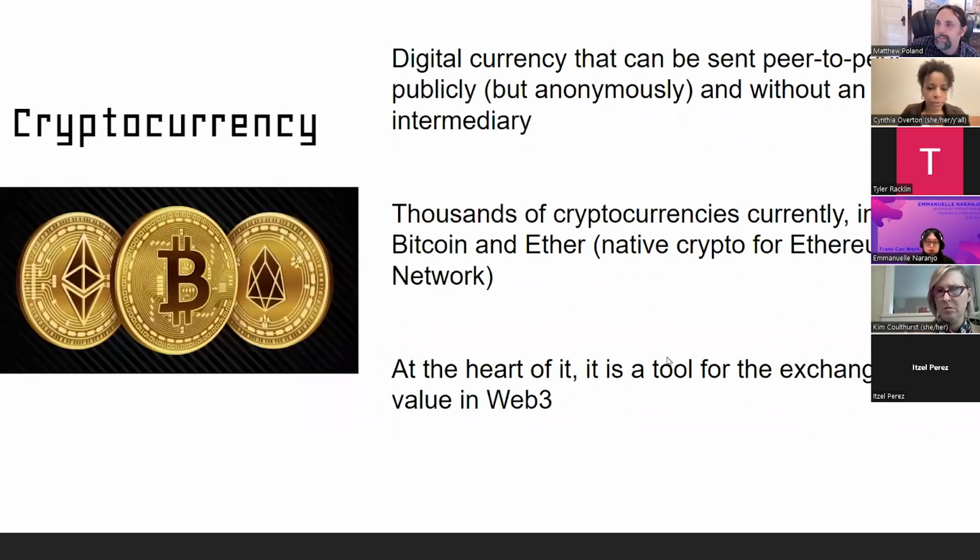All right. So another fundamental piece of Web3 that's important to know about is cryptocurrency. And this is why you heard Cynthia's disclaimer in the beginning, because we're not telling you when to invest in anything. But cryptocurrency is a digital currency. It can be sent peer-to-peer publicly, but anonymously and without an intermediary. So going back to what we were talking about, Web3 is really built to be peer-to-peer and not have to rely on banks or rely on intermediaries.